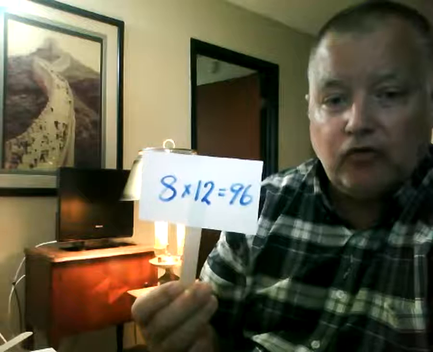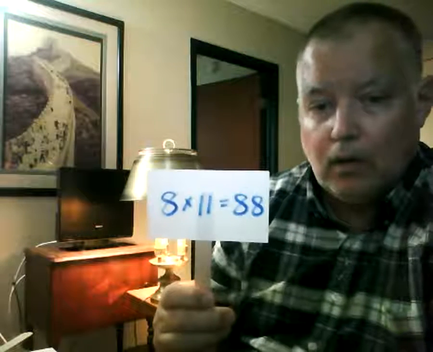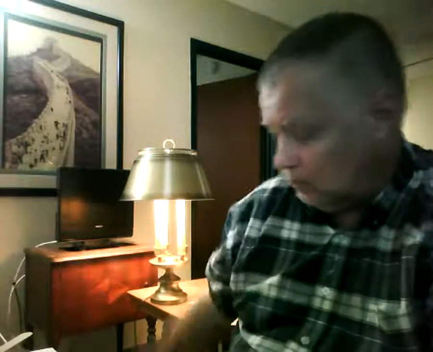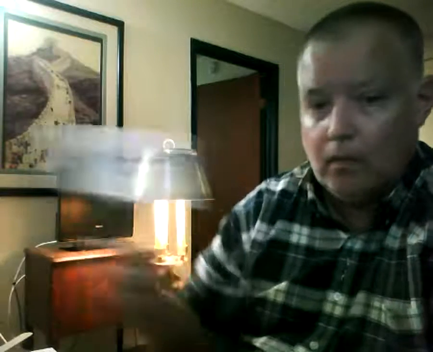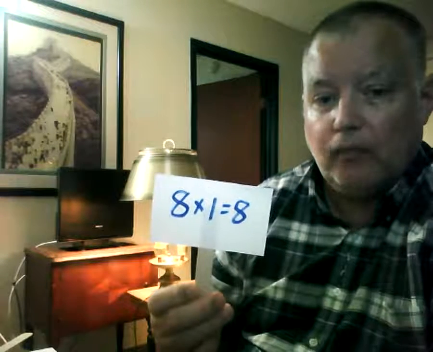Have you heard any good jokes lately? 8 times 12 is 96. 8 times 4 is 32. 8 times 11 is 88. 9 times 5 is 45. Got a gnat there. 8 times 2 is 16. 8 times 1 is 8.